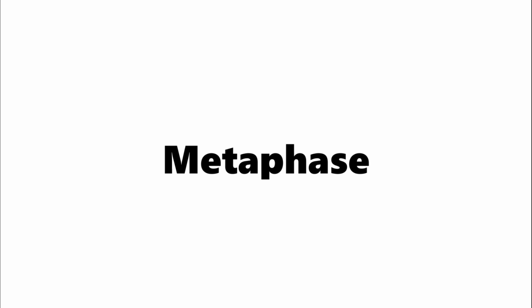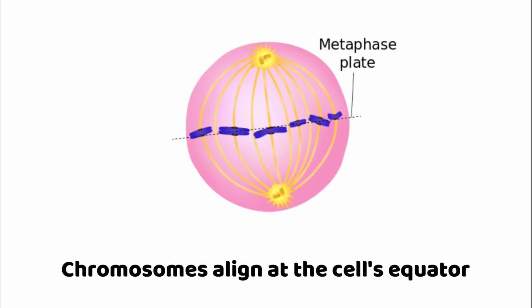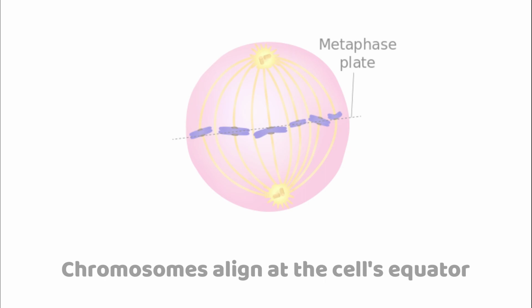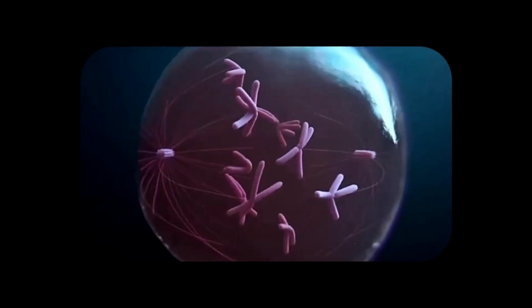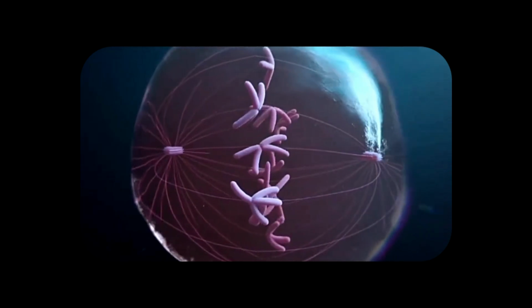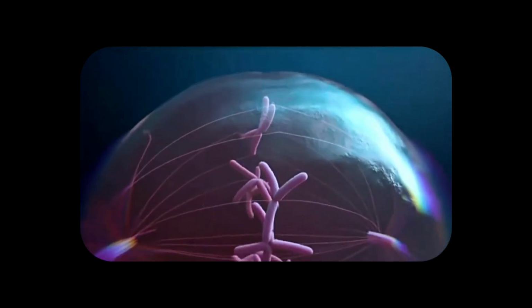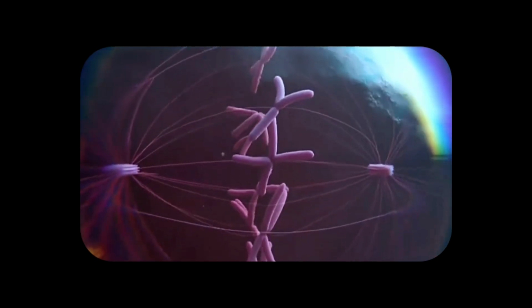Metaphase. Chromosomes align at the cell's equator, called the metaphase plate. The alignment is crucial to ensure that each daughter cell receives an identical set of genetic information. Spindle fibers, which are composed of microtubules, attach to the centromeres of each chromosome.